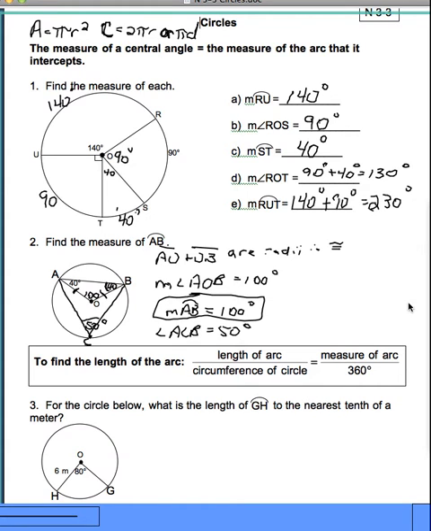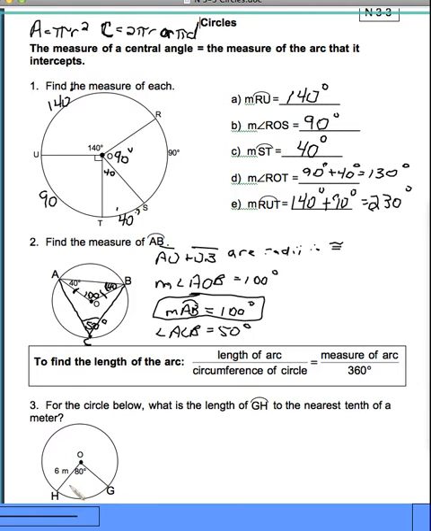Now, the next section down here is really pretty much ratios and proportions. The length of the arc to the circumference of the circle is the same proportion as the measure of the arc to 360 degrees, because if a central angle equals the arc, and all the angles in a circle add to be 360, well, all the arcs add to be 360 as well.